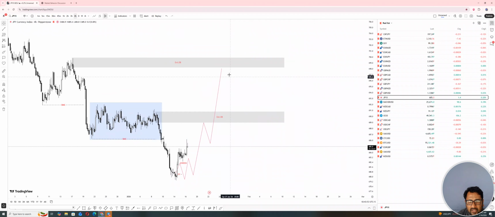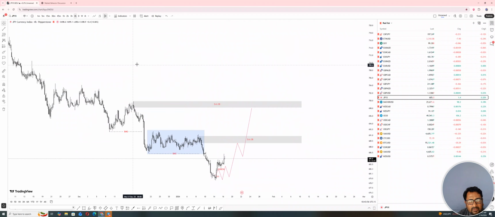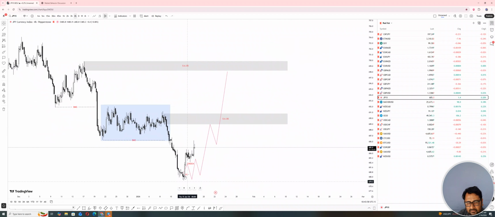GPY index, and we are waiting for a structure shift, but the market is not giving any structure. This is the reason we are not taking a bearish trade on the GPY pair.